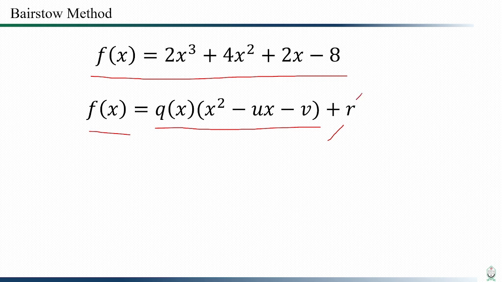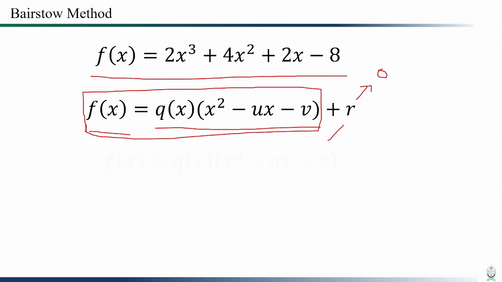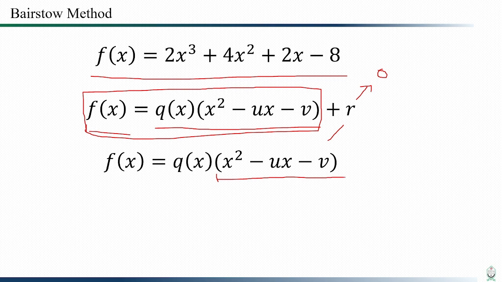If anyhow we can prove that the remainder is 0, then we can say that the f of x is actually this part, and then we can focus on only this part of the function. See, this is a quadratic function and this can be solved easily, and the solution here will give us two roots. Since this is a quadratic equation, the solution of this part can generate even complex roots also.